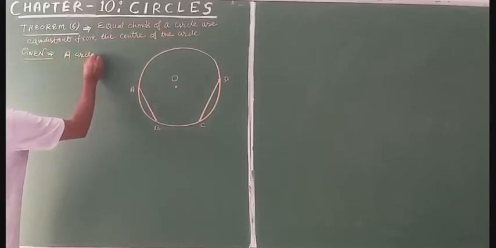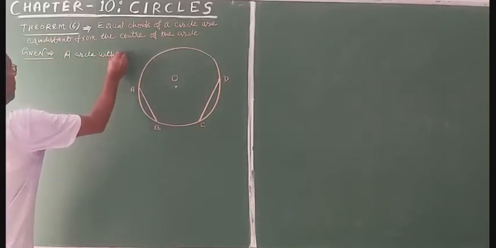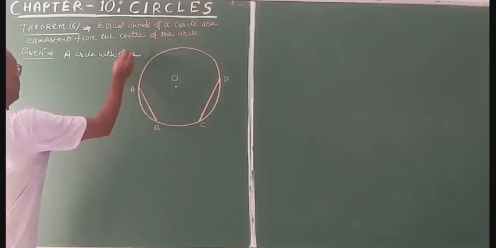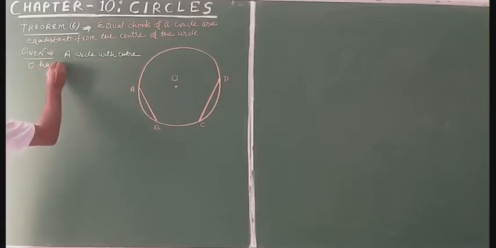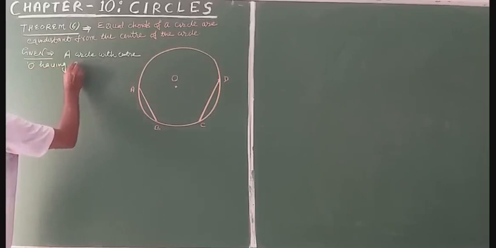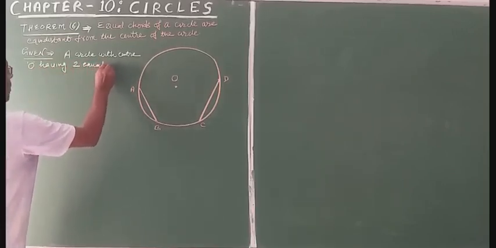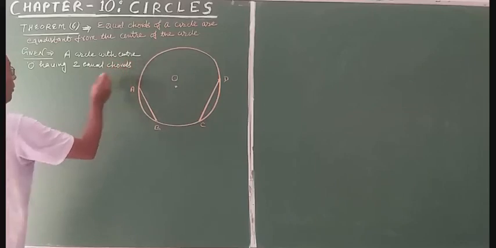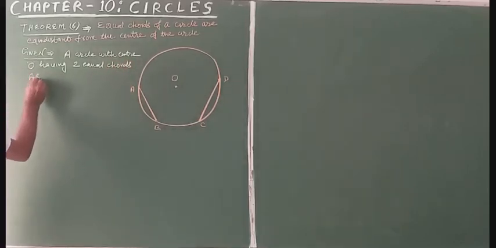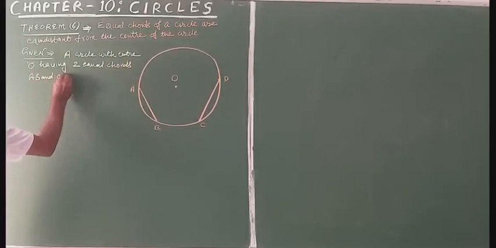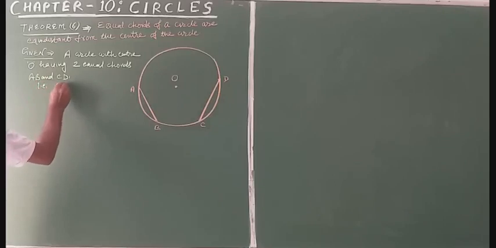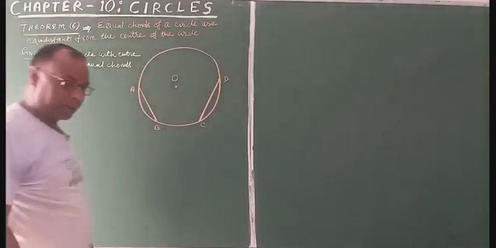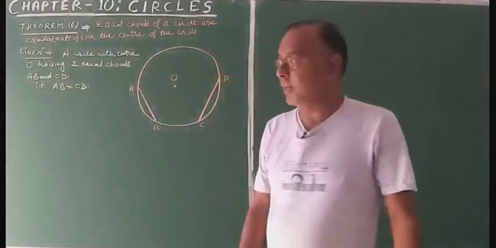Circle, center O, having two equal chords, AB and CD. That is what you are given. AB equal to CD, and we have to prove that they are equidistant from the center.